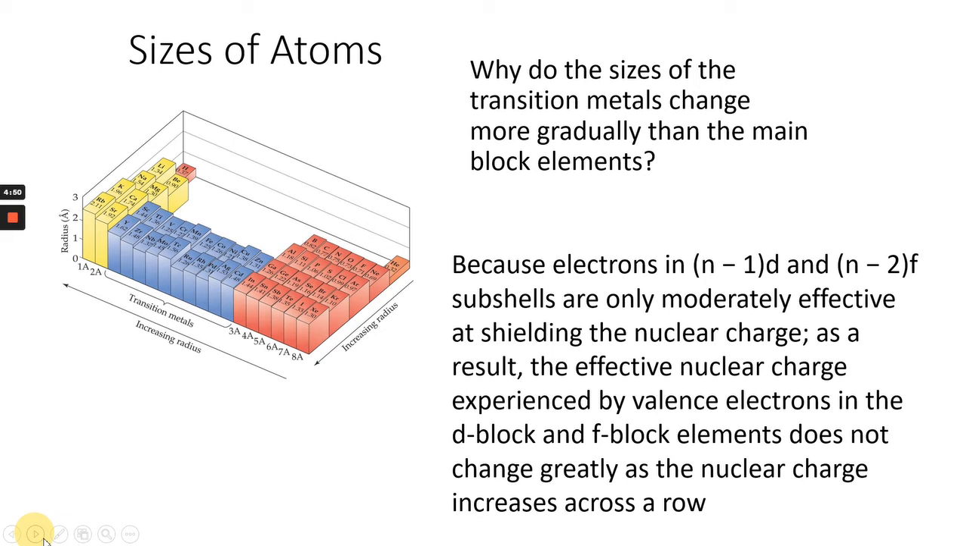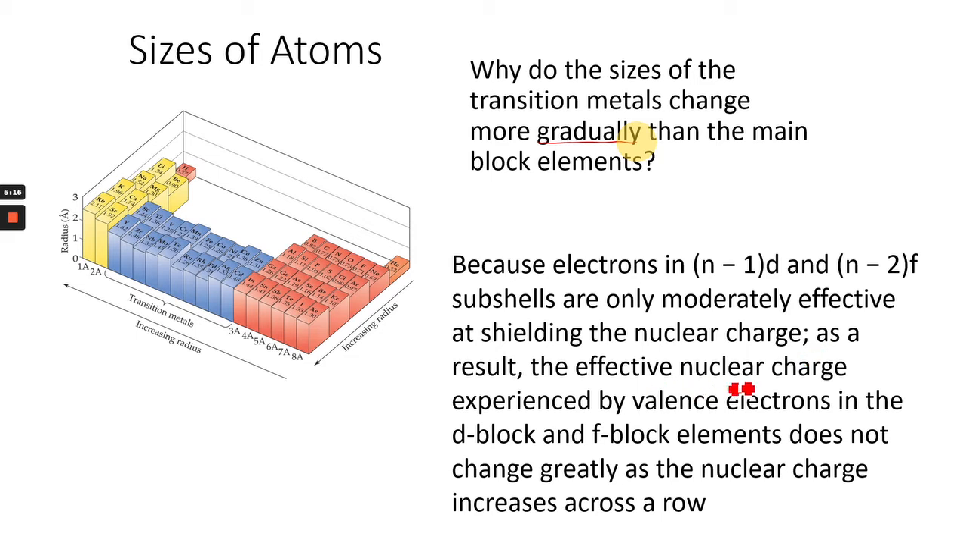Why, as we move across a period, does the size of the transition metals change, but very gradually? Why is it more gradual than your s and p blocks? Well, because when you look at your electrons in your d and your f sublevels or subshells, they are only moderately effective at shielding the nuclear charge. So they do shield the nuclear charge, but not very well.